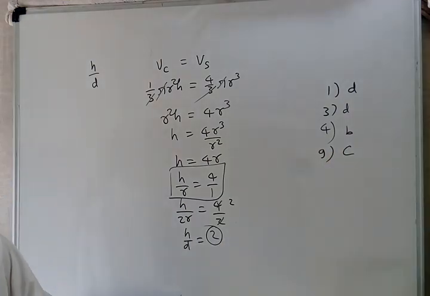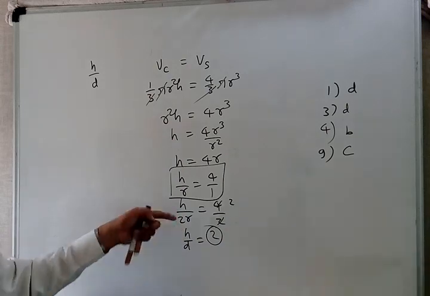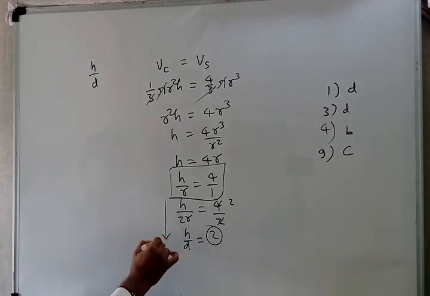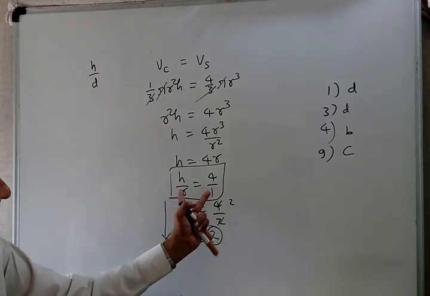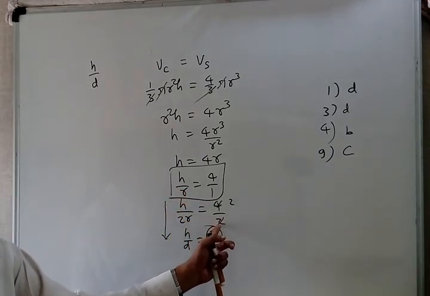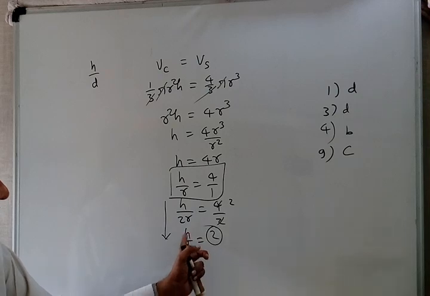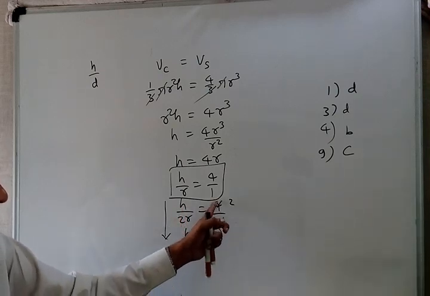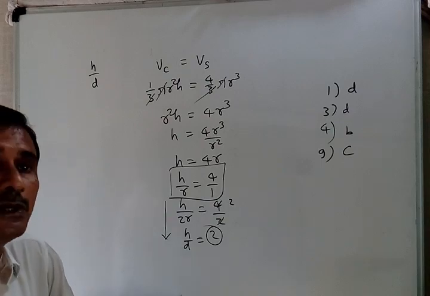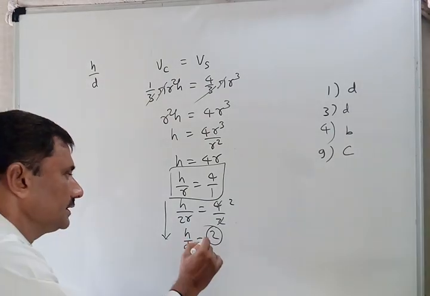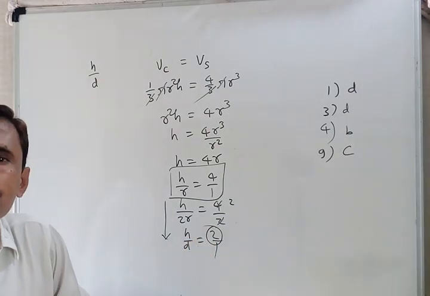Remember that way. Again, just understand why I proceed 2 steps extra, because I want diameter here. So I make twice both sides in the denominator. So we got h upon d equal to 2 upon 1. So ratio becomes 2 is to 1. Here nothing is there, so 1 is there.